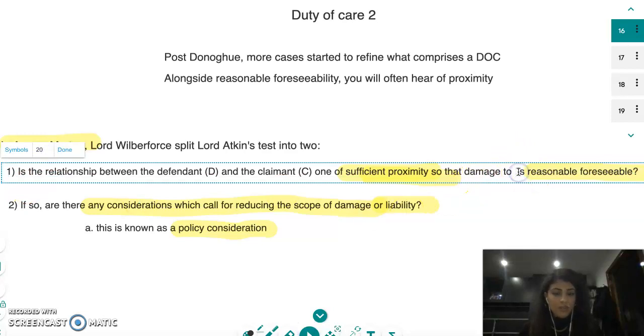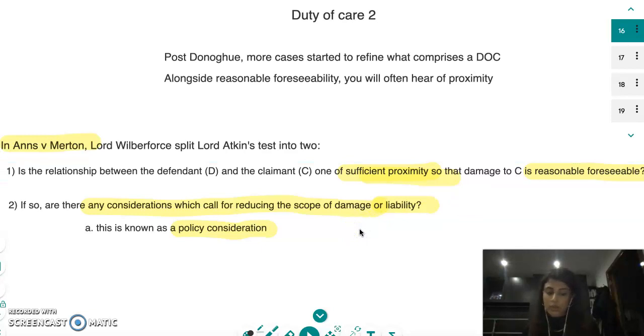So is this damage reasonably foreseeable? But then Lord Wilberforce adds a second question. Are there any considerations which call for reducing the scope of damage or liability? In modern terms, we would think of this as a policy consideration, something that means that, okay, maybe in a strict legal sense there would be a duty of care, but should we mitigate this for any reason?